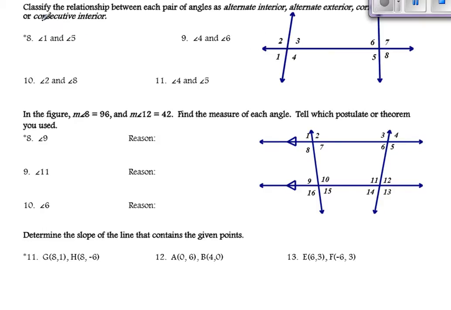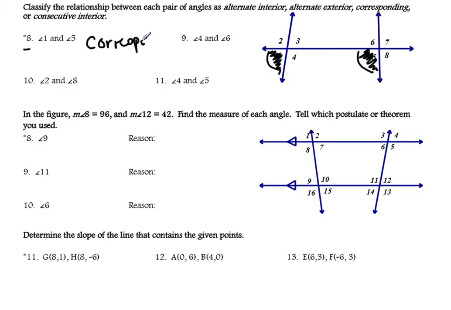Okay, number 8 says to classify the relationship between each pair of angles as alternate interior, alternate exterior, corresponding, or consecutive interior. So angle 1 and 5. Once again, just like problem number 1, you have bottom left corner, they're in corresponding positions. So these are corresponding angles.